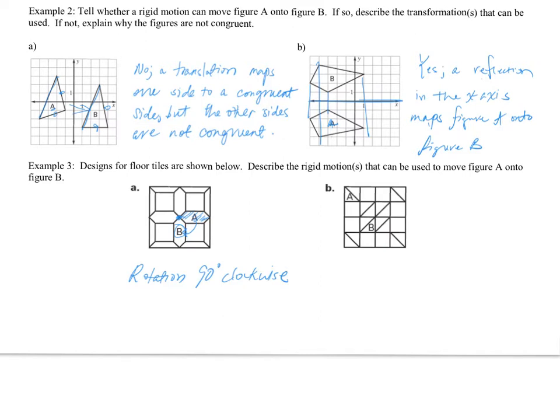Okay, and for part B here, I can take figure A and translate it down here, and this could be my next picture. Then I can do a reflection about this part to get my figure B. So I could write translation and then reflection.